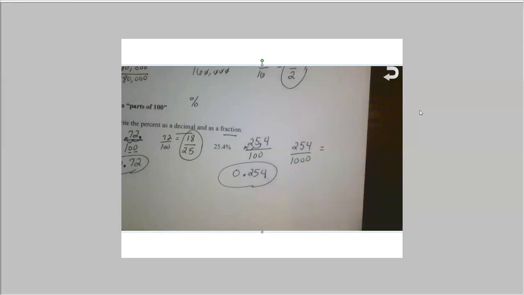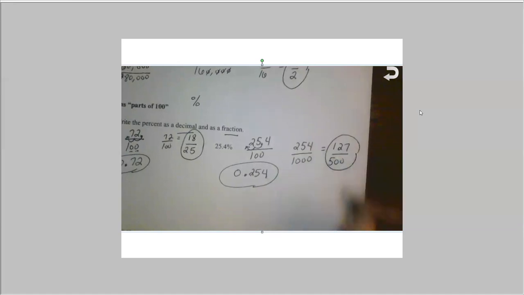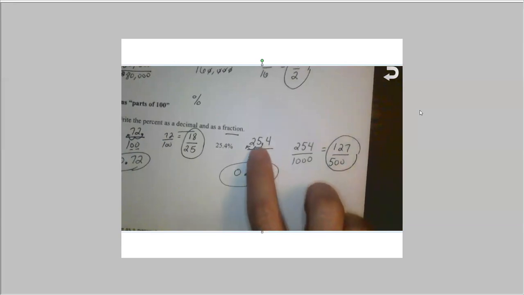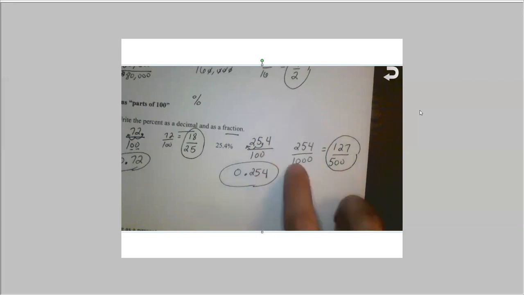254 divided by 2 is 127. 1,000 divided by 2 is 500. And I believe that's as far as we're going to be able to take that problem. I have a fraction and a decimal answer. Okay. This one was a little bit easier to take into decimal form and then from there go into my fraction form. Let's do one more of those.